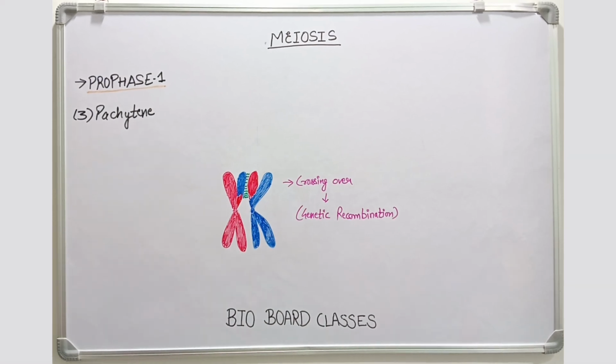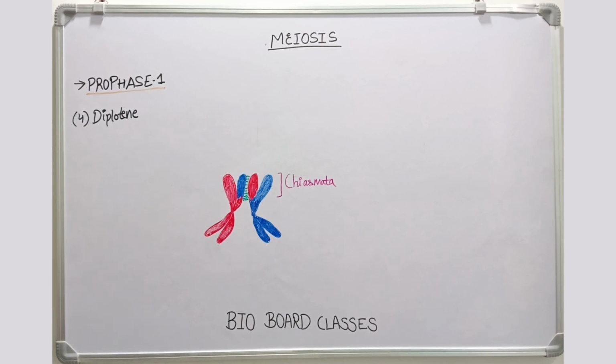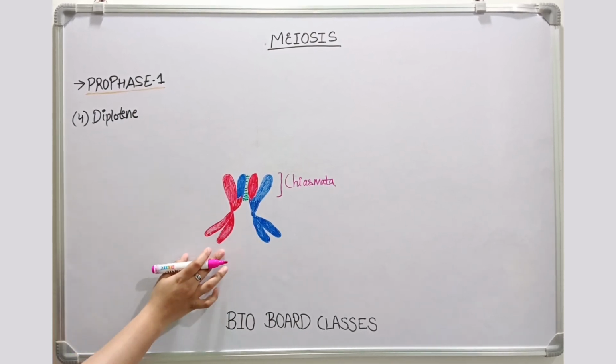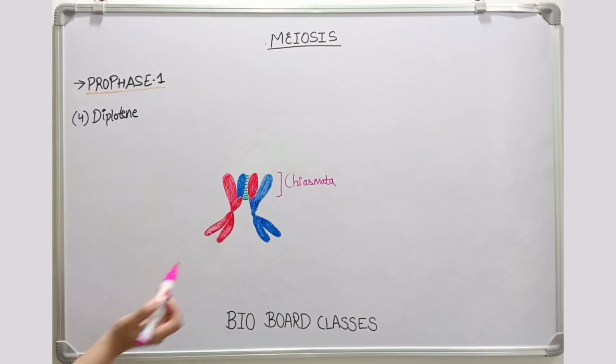Moving to the next stage, which is diplotene. In diplotene, the synaptonemal complex dissolves. Homologous chromosomes start to separate, but they stay attached at chiasmata. What is chiasmata? It is the point where crossing over occurred in the pachytene stage.